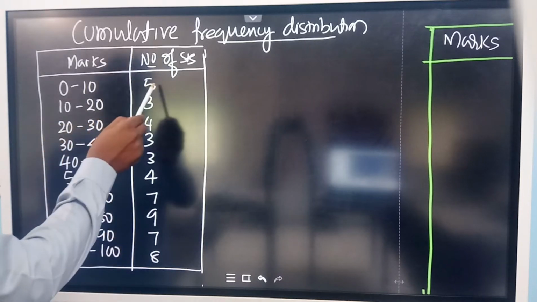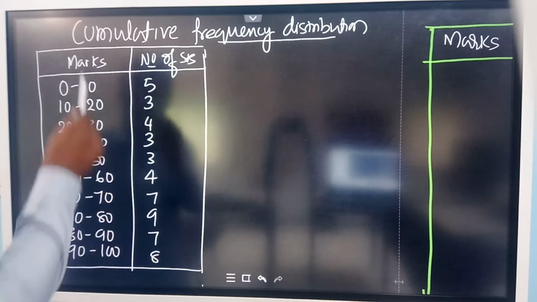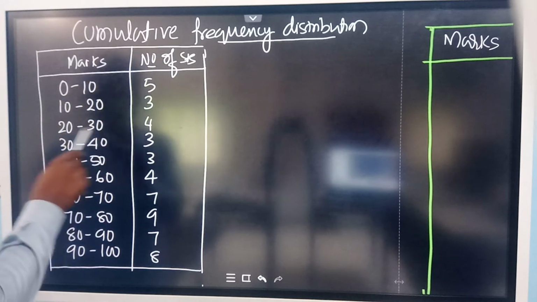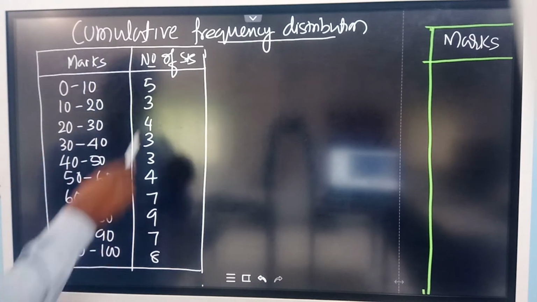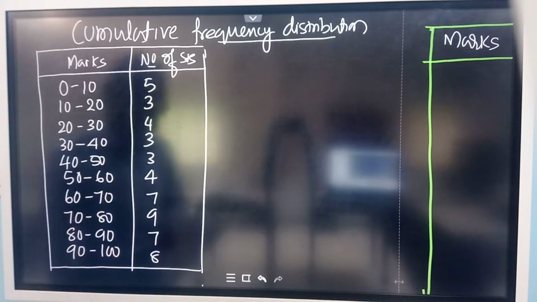Here, see, 0 to 10, 5 are there; 10 to 20, 3 are there. If you arrange them in increasing order like this, 0 to 10, 10 to 20, 20, it is in increasing order only. But there are 5 observations, 3 observations, 4, 3, 3, 3, 4, 7 like that. Frequency is given. Now I want the 25th observation, which means we need to find out the cumulative frequency.